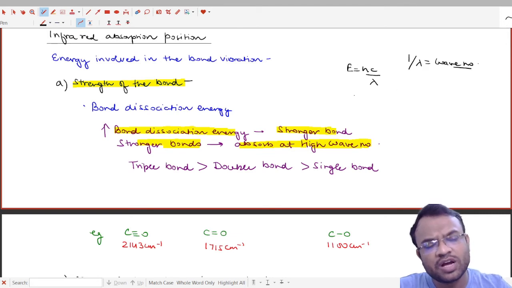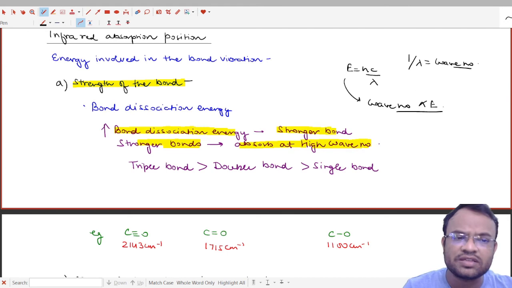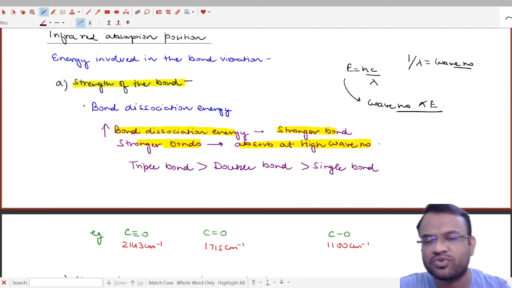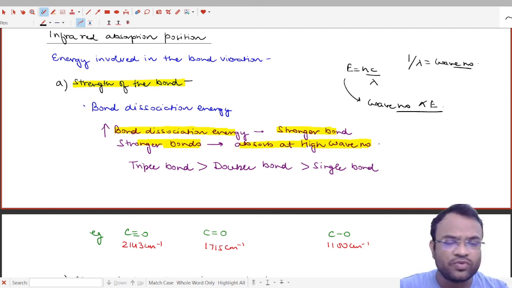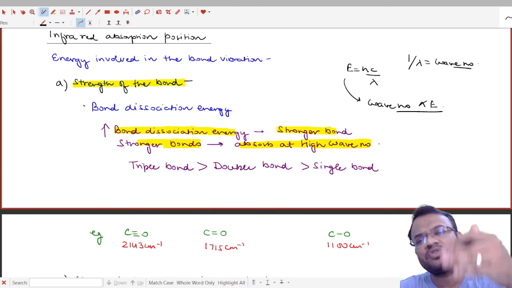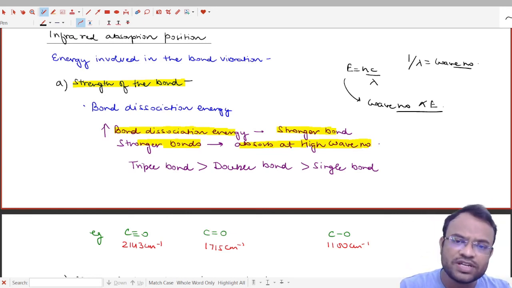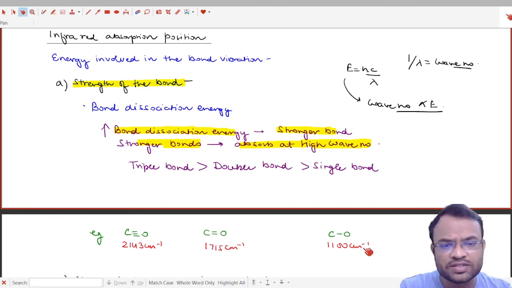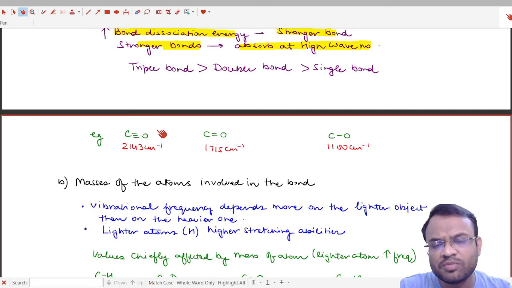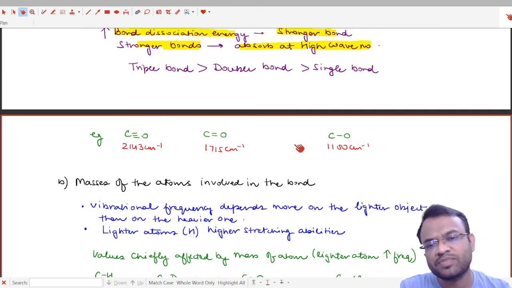So when we talk about energy, wave number is directly proportional to energy, and wavelength is inversely proportional to energy. Now you would have understood this, that depending upon the strength of the bond, the energy changes. Okay, bond dissociation energy changes. So over here you can see that C triple bond O, C double bond O, C single bond O. There are three examples over here.